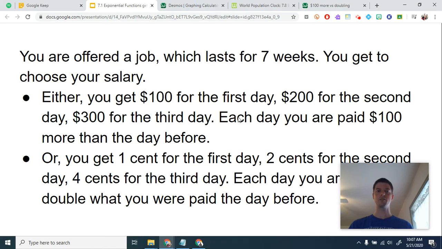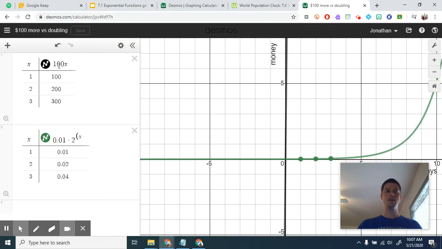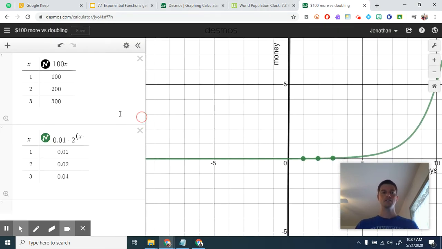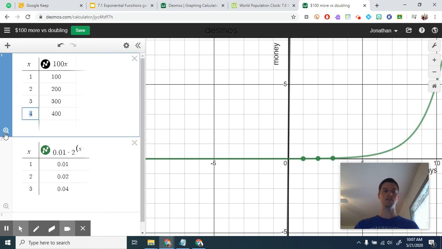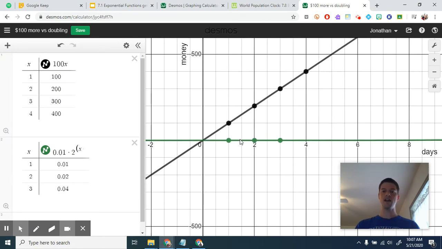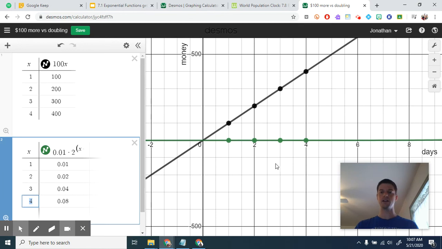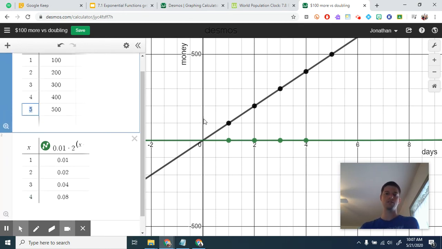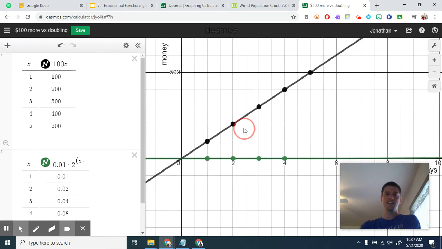So what I'm going to do is go over to Desmos, and I went ahead and made the two functions here. You see this? So you have the first day is 100, second day is 200, third day is 300. We call that linear growth, okay? I can zoom in here. You can look at the graph and see which one is better, right? The black one is clearly better, at least in the beginning, right? That's the 100 more each day. That's really, really good, okay?